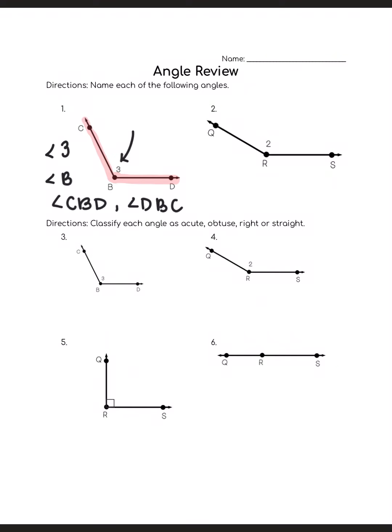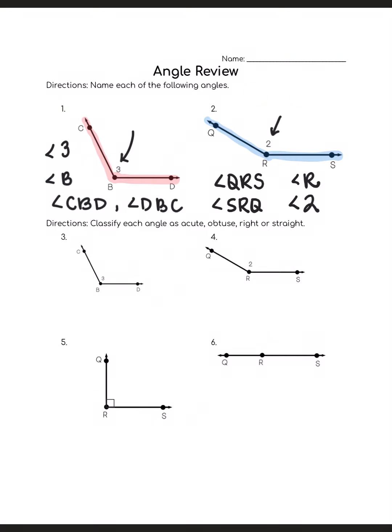So for this next one, using the same idea, if I were to outline, this would be QRS. We could go in the reverse order, starting at S, going to R, and then Q. We can name it using just the vertex, so angle R, or we can use this number in the corner, angle 2.